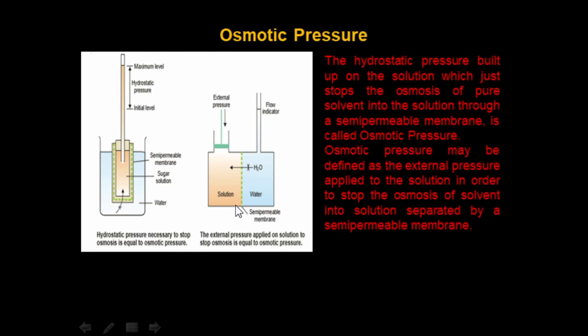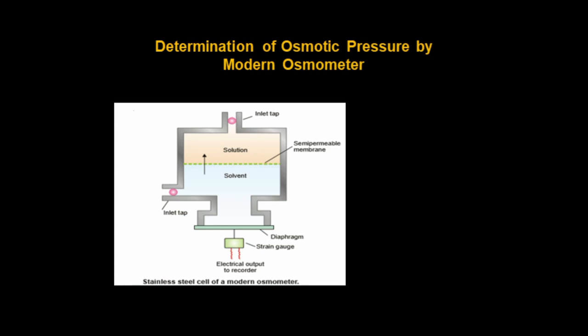Now, we can see how this osmotic pressure can be measured. Though there are many methods to determine the osmotic pressure nowadays, initially it was determined by the Pfeffer method and then the Berkeley-Hartley method, and later on it can be measured by a modern osmometer, with improved facilities. Now we can see the description of this modern osmometer.